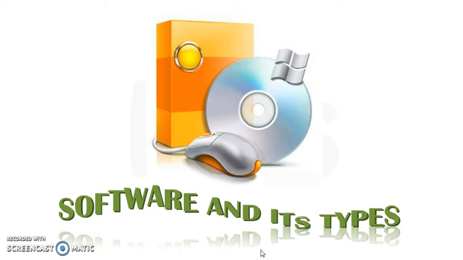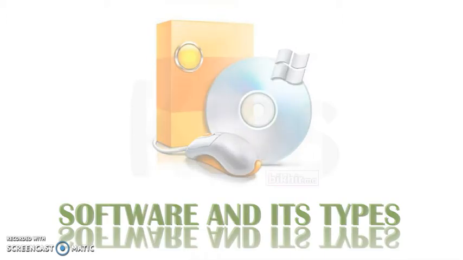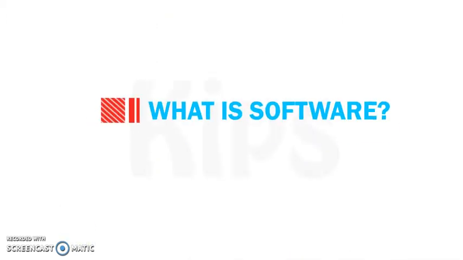And the other part of the computer system is software. In this lesson, we will learn about software. Let's start: software and its types. What is software?